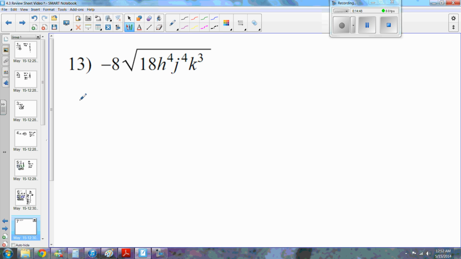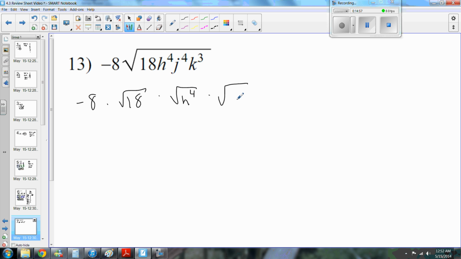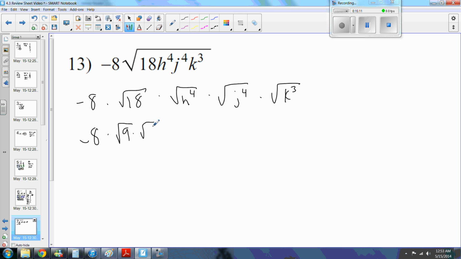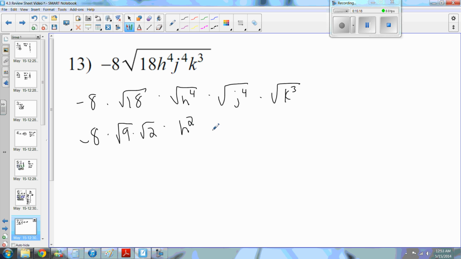13. Once again, just breaking this into products. Negative 8 times root 18 times the square root of h to the fourth times the square root of j to the fourth times the square root of k to the third. So now we have our first odd exponent. We'll deal with this off to the side when we get to it. Negative 8 stays the same. Root 18, greatest perfect square factor is 9, so that splits into root 9, root 2. H to the fourth, divide 4 by 2. My answer is 2. Get rid of the radical. H squared times j squared.